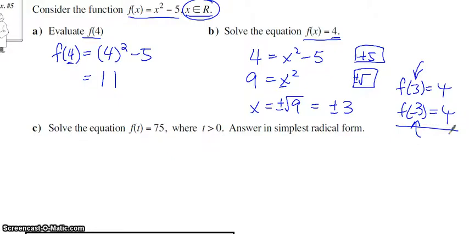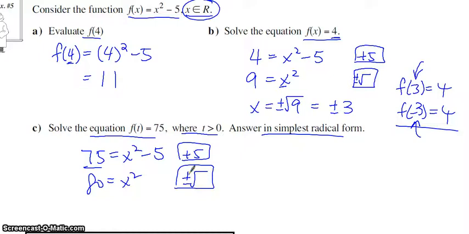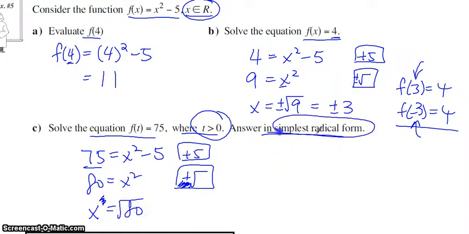Finally, let's solve the following. It says solve the following, and also it says t has to be positive. Leave the answer in radical form. So let's solve it. 75 equals x squared minus 5. Replace f of x with 75. So you add 5. So 80 is x squared. Normally you would do plus or minus square root, and then you would have a negative answer. But the question says t is positive, so you can only use the positive value. So we don't do the negative, just take the positive square root. X is square root of 80.